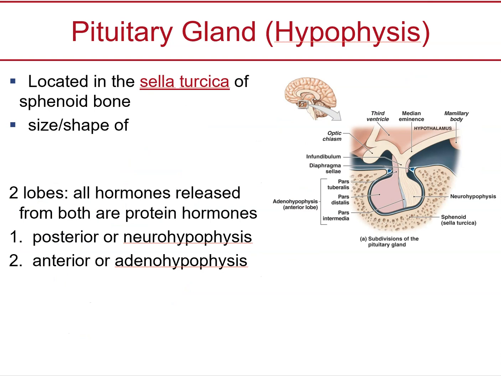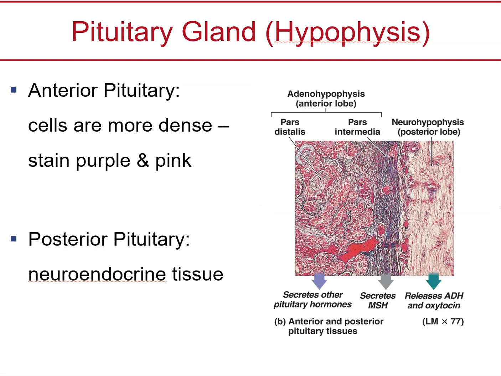So when we come back to the pituitary, as we said, it's in the sella turcica of the sphenoid bone, and there's two lobes here. So there's an anterior pituitary and a posterior pituitary. Now the posterior is called the neurohypophysis, and the anterior is called the adenohypophysis. The neurohypophysis is called this because it's kind of more like a neural tissue.